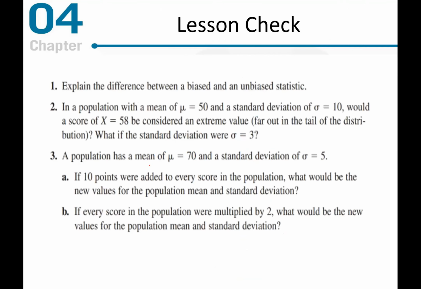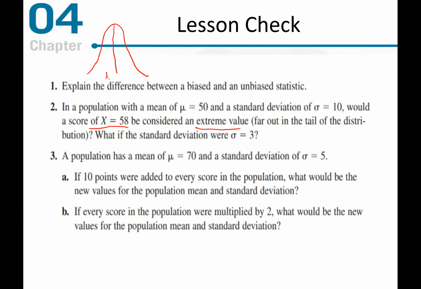All right. So we're going to skip number one. But for number two, in a population with a mean of 50 and a standard deviation of 10, would a score of X equals 58 be considered an extreme value, far out in the tail of the distribution? Well, let's see. The way we would answer that question is let's draw a population distribution with all the information that was given.